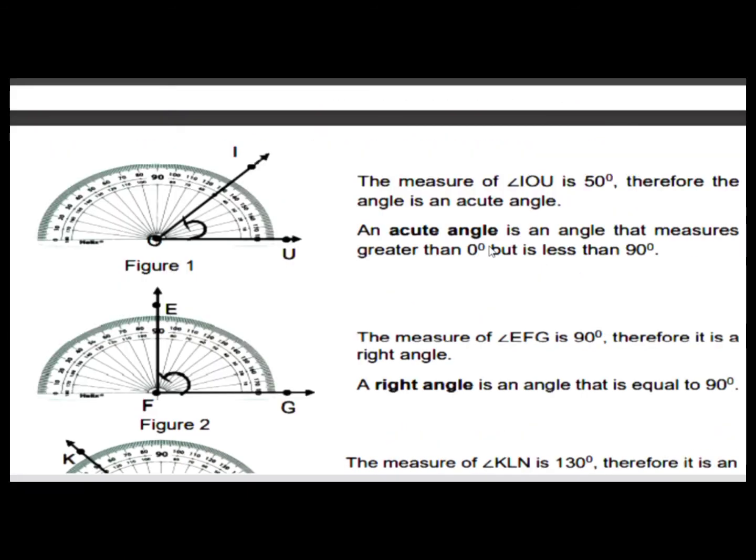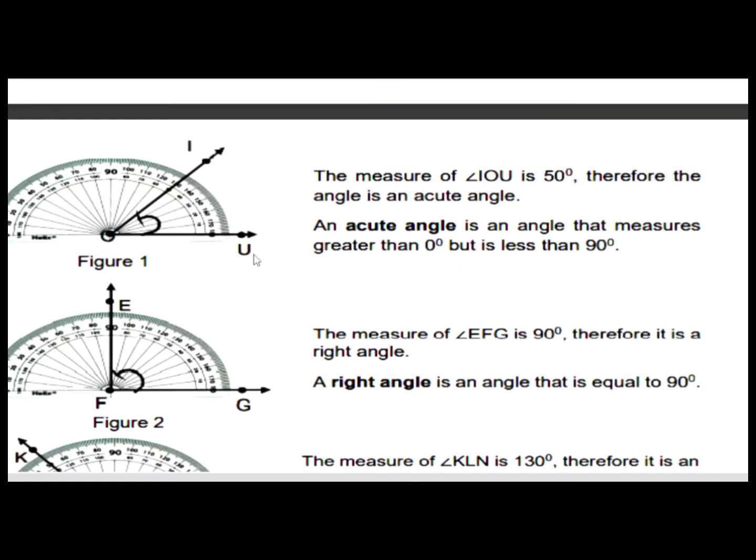Let us have the following figure. In this figure, we have the angle IOU. The measure of angle IOU is 50 degrees. Therefore, the angle is an acute angle. So ano ba yung acute angle? It is an angle that measures greater than 0 degrees but less than 90 degrees. 50 degrees is greater than 0 and less than 90 degrees.